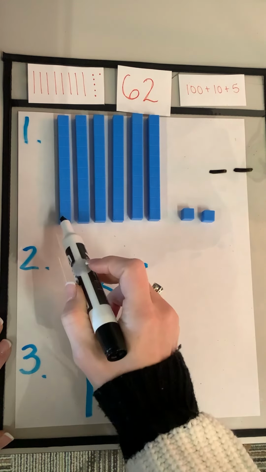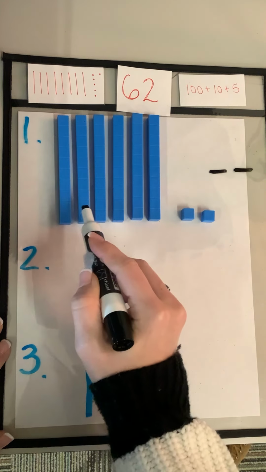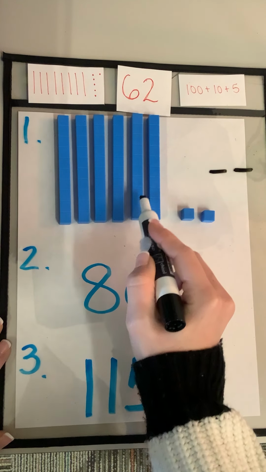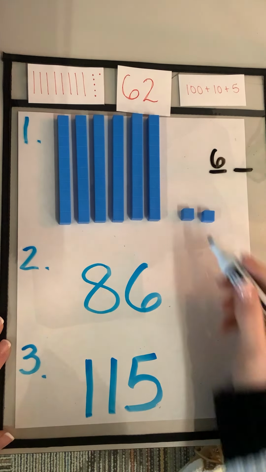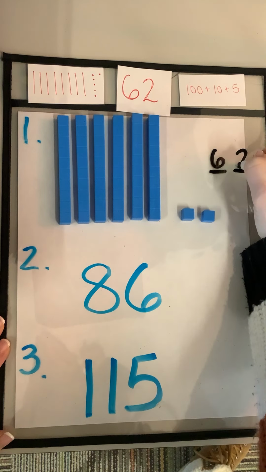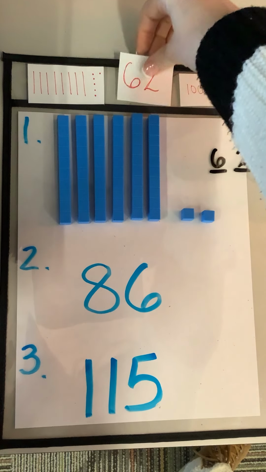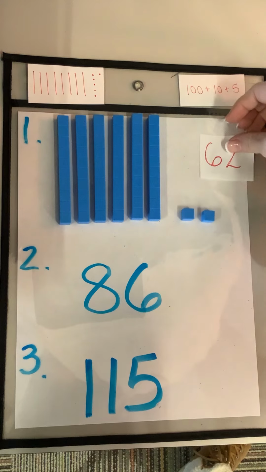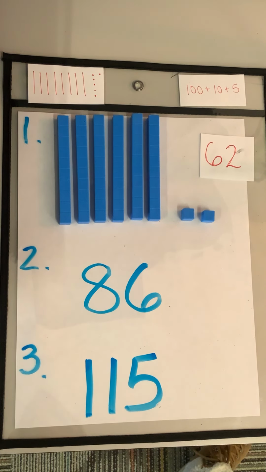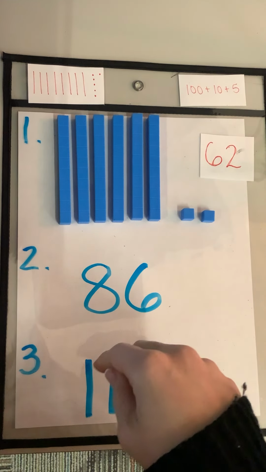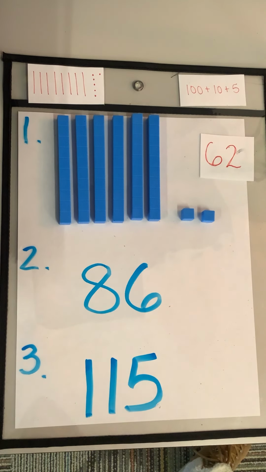In the tens place, I'm going to count by tens to figure out what digit needs to go here. 10, 20, 30, 40, 50, 60. So I'm putting a 6 in the tens place, and then I have 2 for my ones place. So this number represents 62. Here's 62, so I'm going to put that answer choice next to my number 1. We represented 62 from base 10 blocks, and we turned it into standard form.